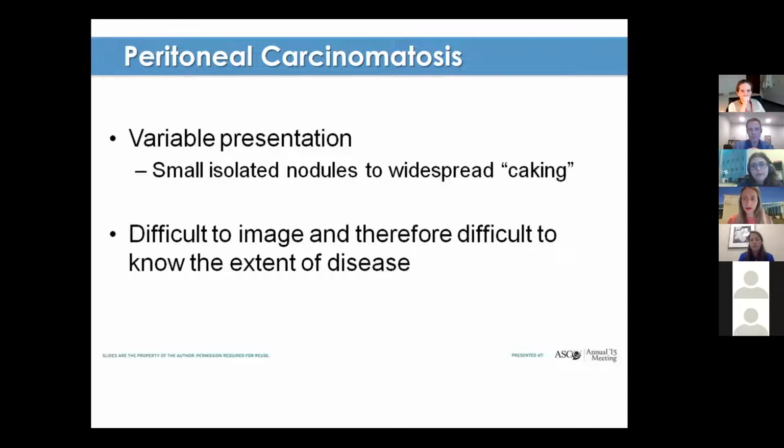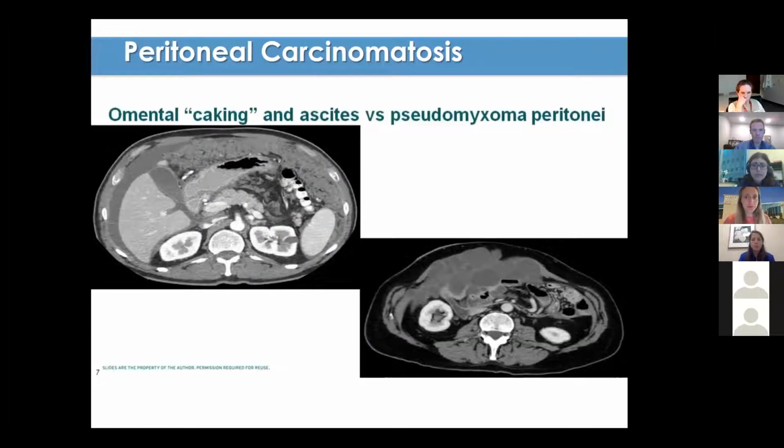What is interesting is that when a patient has peritoneal carcinomatosis, the presentation can be very heterogeneous. You can have small isolated nodes that you can see on the CT scan or when doing inspection, or you can have widespread caking. And many times it's very difficult to image, and therefore it's really hard to assess the extent of the disease. This is just an example of what you can see in terms of omental caking and ascites on the left.